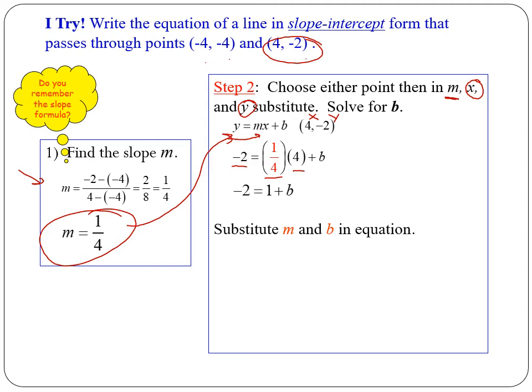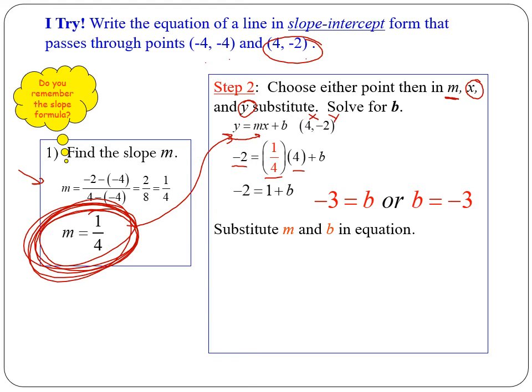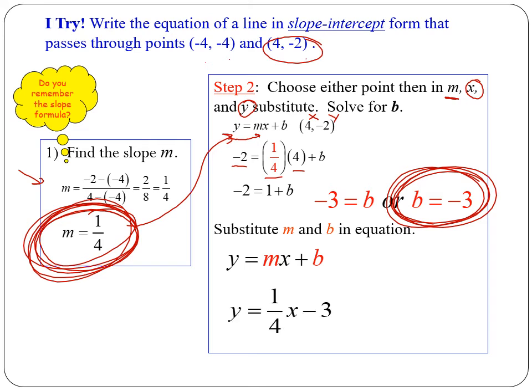Okay, 1/4 times 4 is 1. You subtract the 1. I get my y-intercept, my b, to be -3. Okay, so we know our m. We found it over here. We know our b, our y-intercept here. Now we're just going to substitute those back into slope-intercept form. y = 1/2 x - 3.